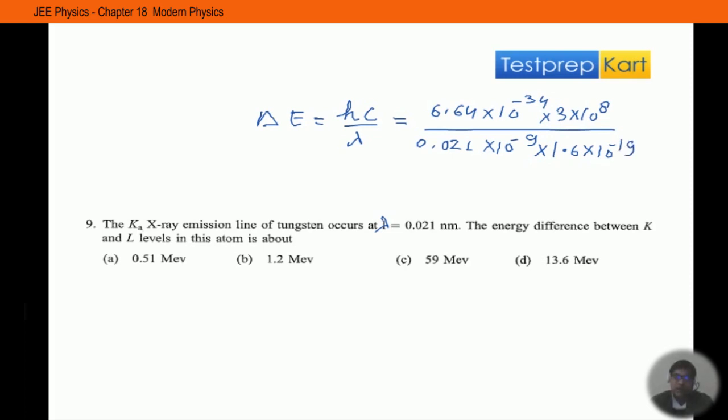Okay, so after solving this expression, we'll get 0.59 into 10 to power 8. That is 59 into 10 to power 6 electron volts. That is equal to 59 mega electron volts. So choice C is correct in this question. Let's move to the next question.